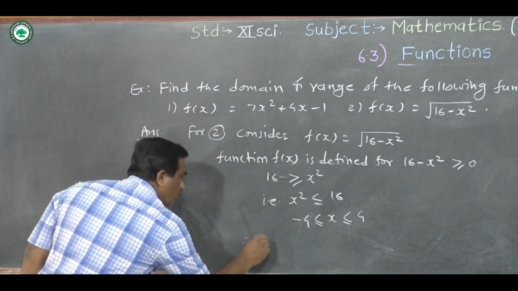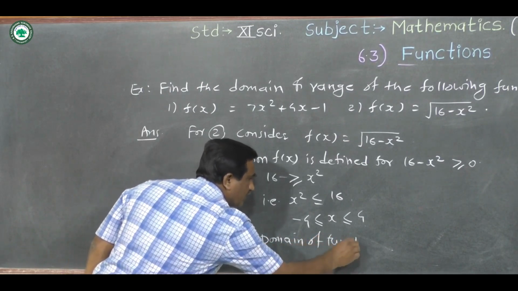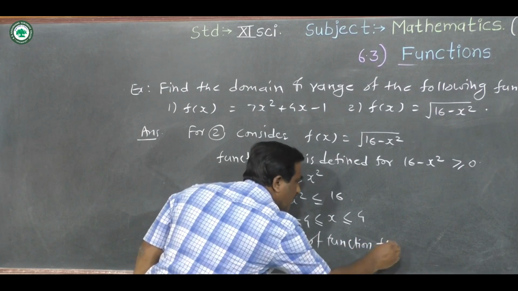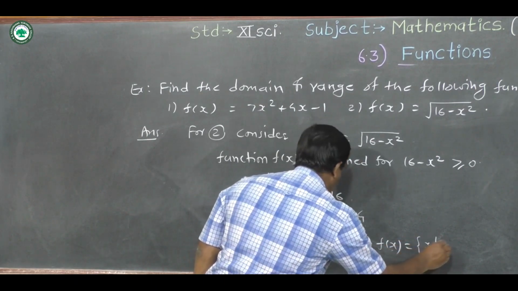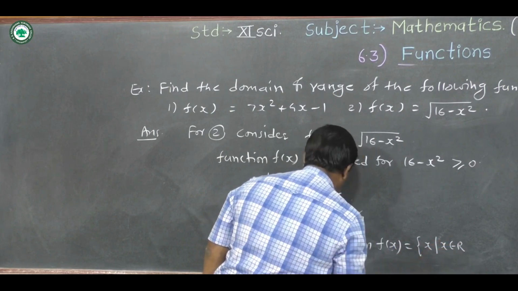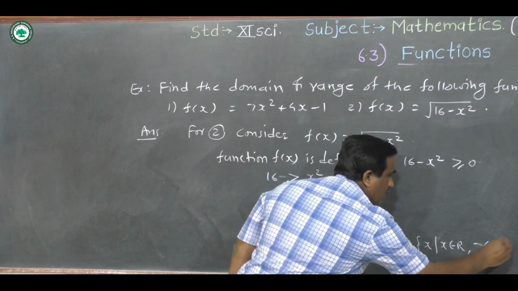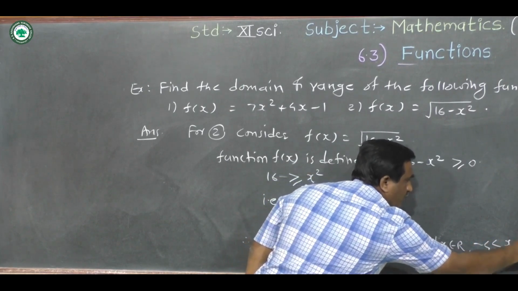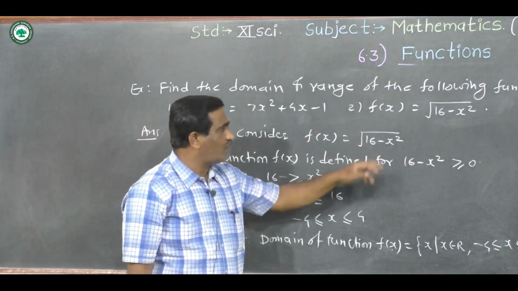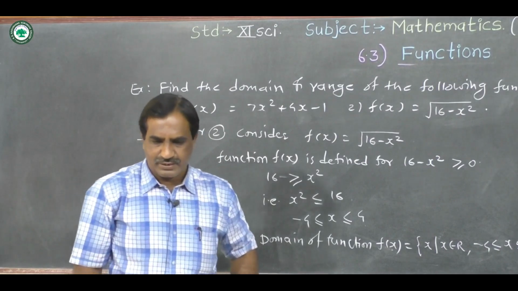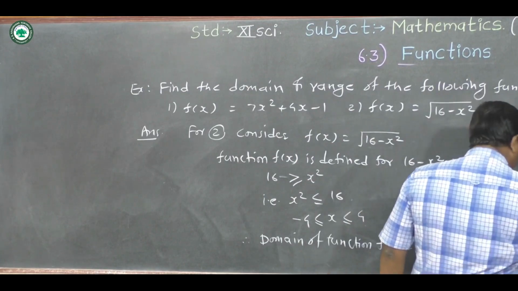Therefore, the domain of the function f of x is equal to, we can write in curly brackets, x such that x belongs to R and this x lies between minus 4 to 4. This is the domain set of the given function f of x is equal to under root 16 minus x square. Now we have to find the range of the function.